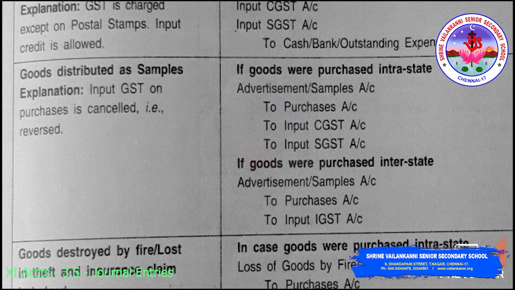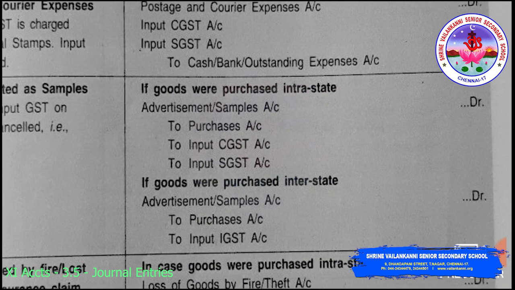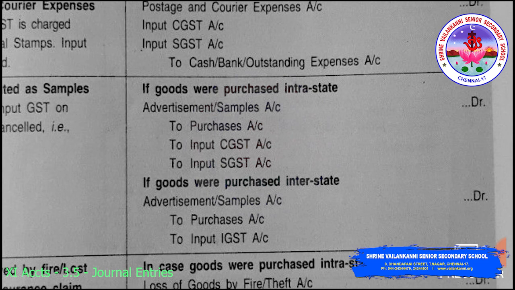So you need to rectify that, you need to cancel that purchase. So you are writing advertisement samples account debit to purchases. Advertisement samples account debit to purchases, to input CGST and input SGST. If it is interstate, then you write IGST.